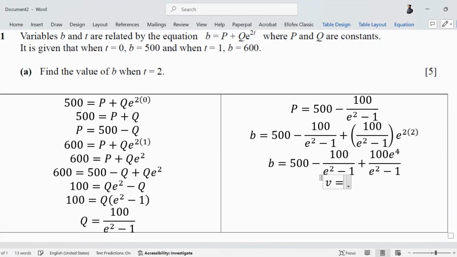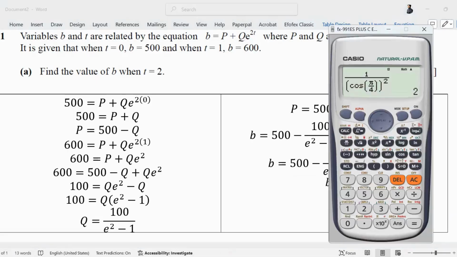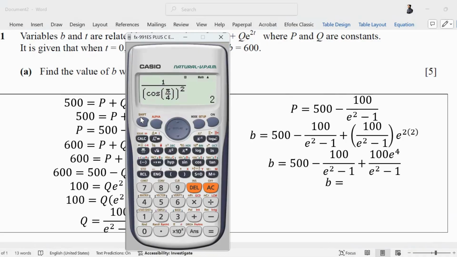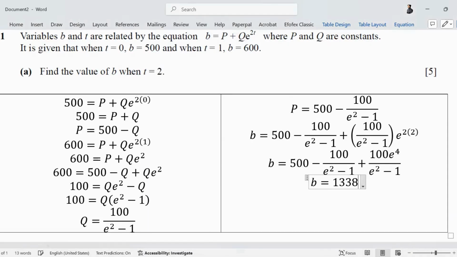Is that right? Now, how to use your calculator smartly to get this answer? Write it once, you will avoid writing it again and again. E square. Why waste your time when you have the calculator? Be smart about it. E square minus 1, I took the value once. Now I'll be using it as an answer. 500 minus 100 upon answer, plus 100 e to the power 4 upon answer. So the answer is 1338.9, or I can write it as 1339. Simple.